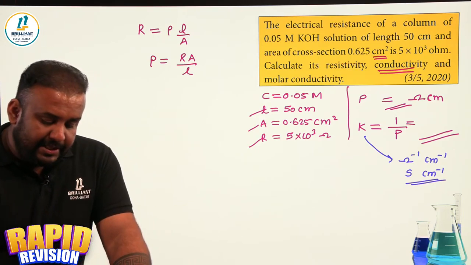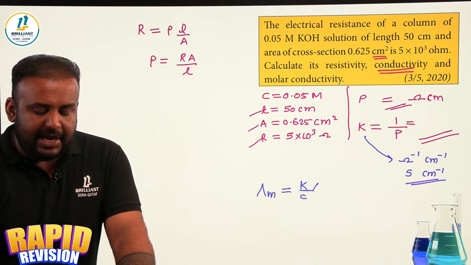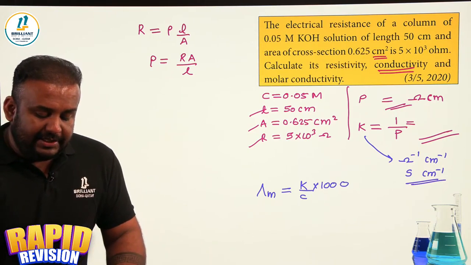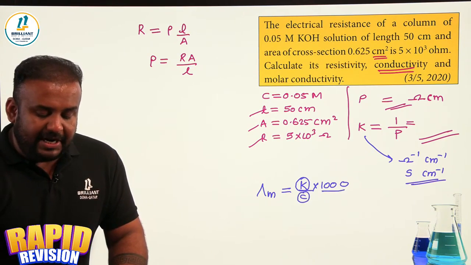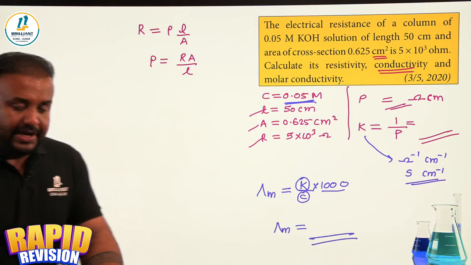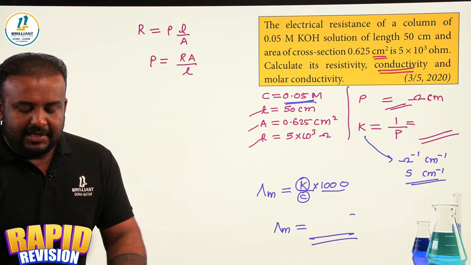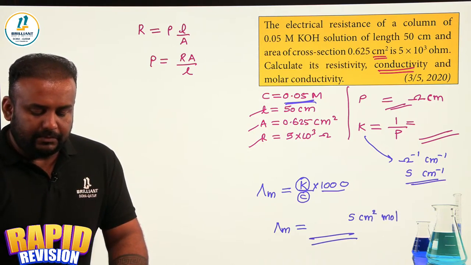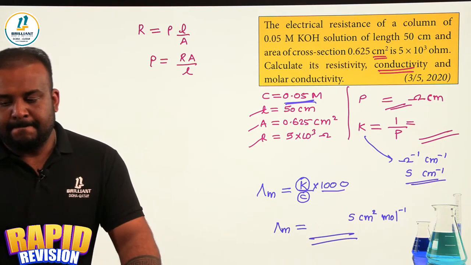Then we have to find molar conductivity. What is lambda m? K by C into 1000. So K is already found out. C is already here. 1000. And C is in moles per liter, right? So tell me the final answer's unit. Come on. About this also I told you to remember. Final unit: Siemens centimeter square mole inverse, isn't it? Yes.